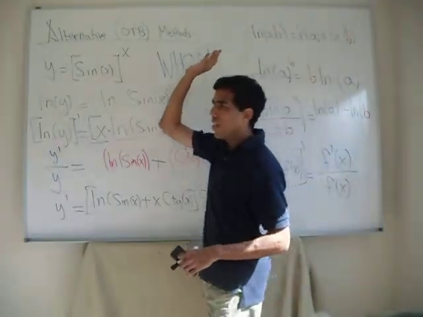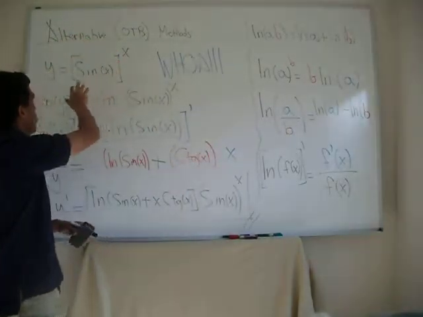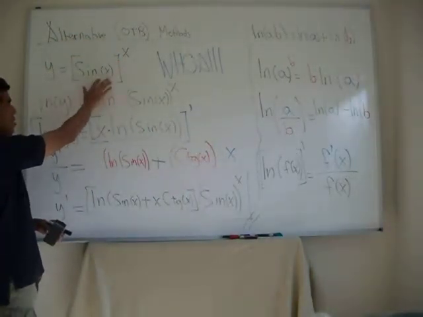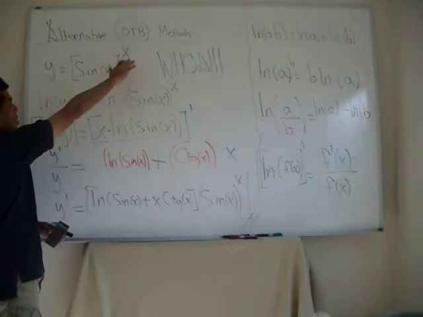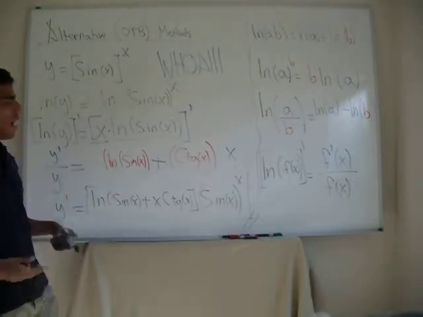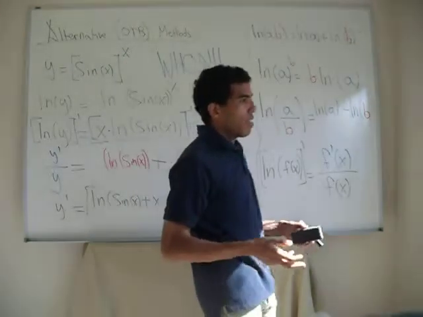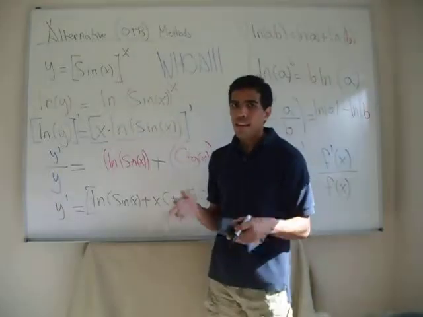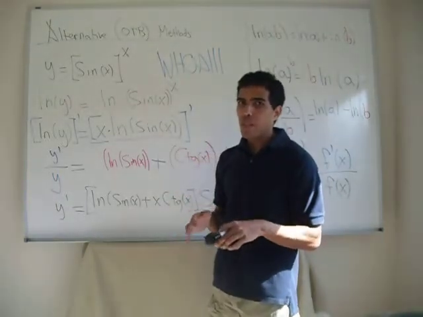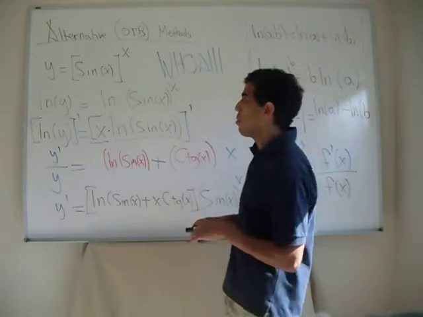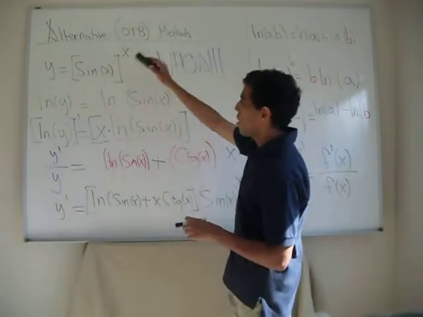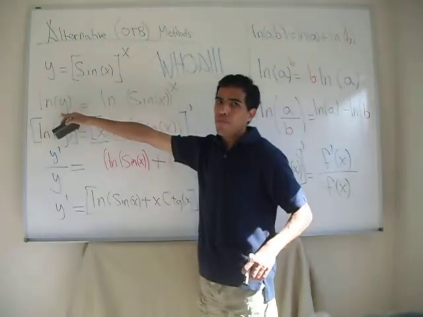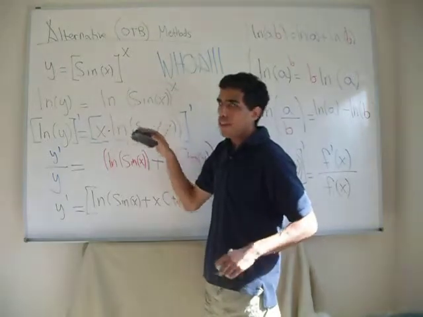Let's do it again one more time. Here's our function. Y equals sin of x, all of this power to x. Whoa! I cannot use the exponent rule because the exponent rule states that the exponent has to be a real number. It cannot be a variable, okay? So what I did was apply natural logarithmic to both sides of the equality, okay?